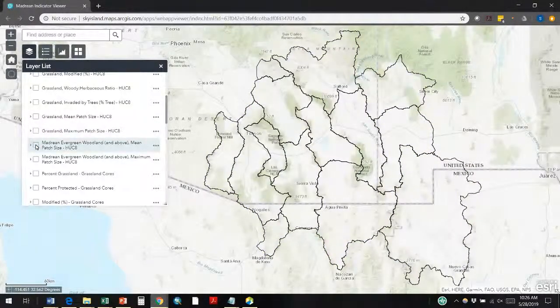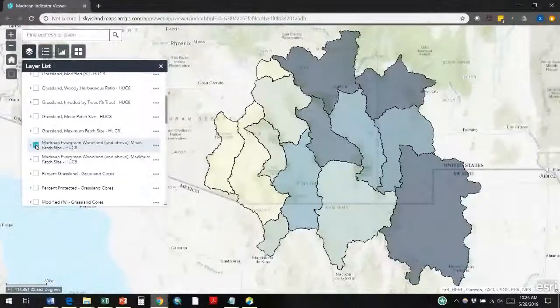Same information for Madrean evergreen woodland. And we include the patches again from Madrean evergreen woodland and all the ecosystems that would have been above them, considered as one patch together.